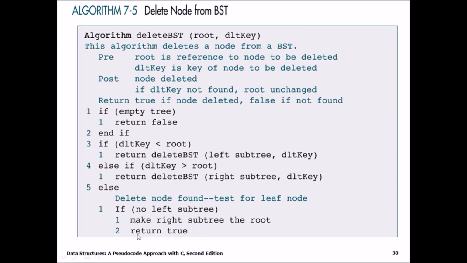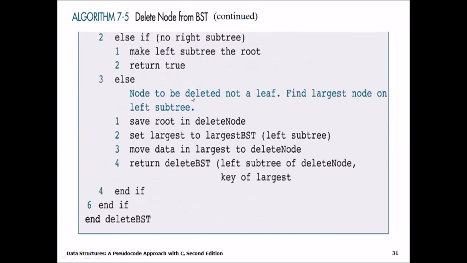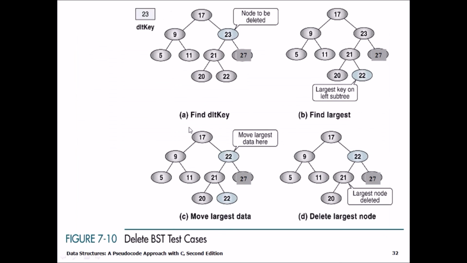Here you have to place it, but let me show you, because there are other cases also. If there is no right subtree, make the left subtree the root and return true. Else, the node to be deleted is not a leaf, so find the largest node on the left subtree, save the root in the delete node, set largest to the largest in the BST left subtree, move the data in largest to the delete node, and return the delete BST. Let me show it to you now with the deleting BST test cases, because once you understand that, you will understand the algorithm as well.